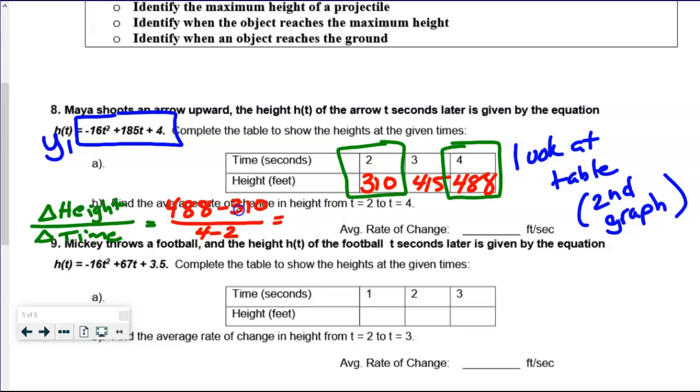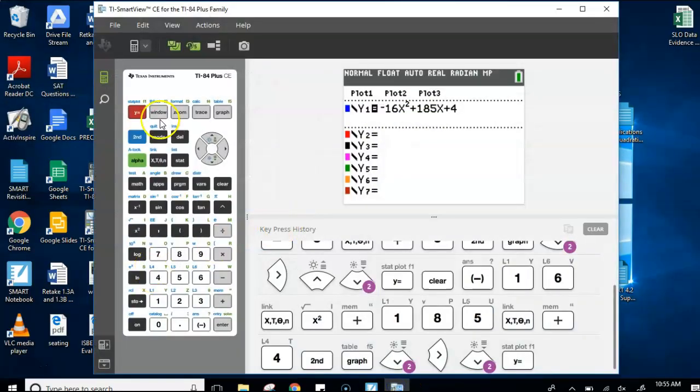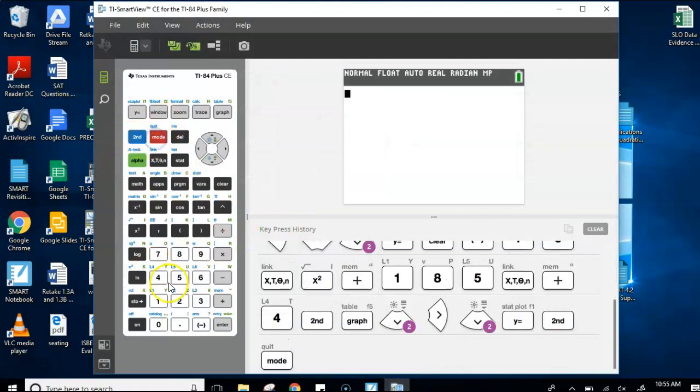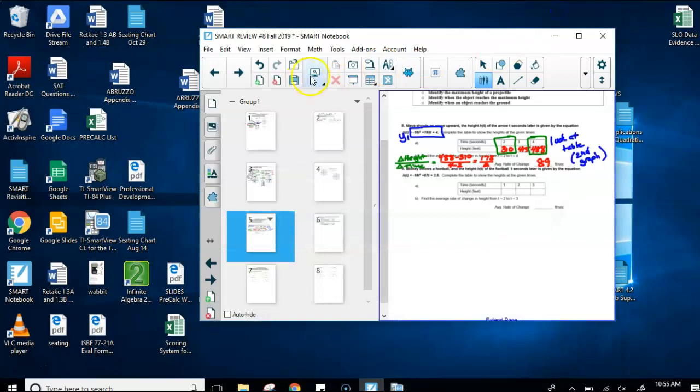So let's see, that's 178 divided by 2. I know I should be able to do this in my head. Is that 89? I think so. I'm nervous now. Okay, 178 divided by 2. It's that kind of a day. There we go. Alright. So it is 89 feet per second.